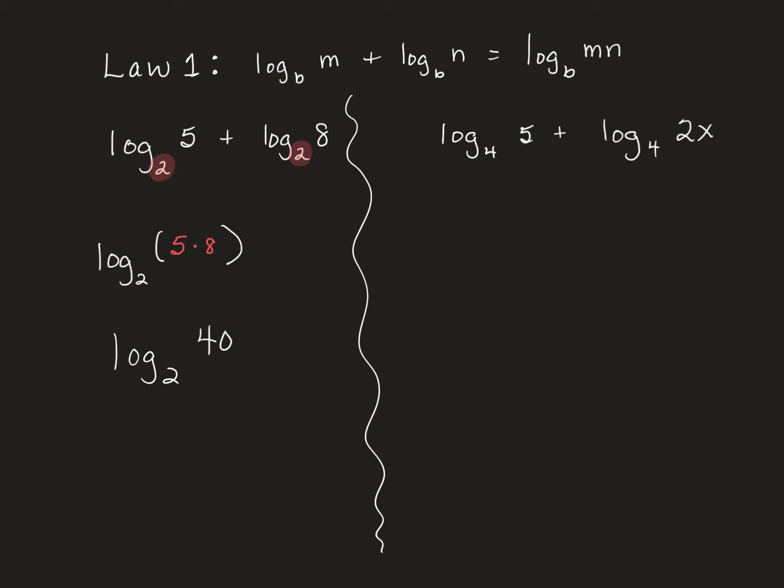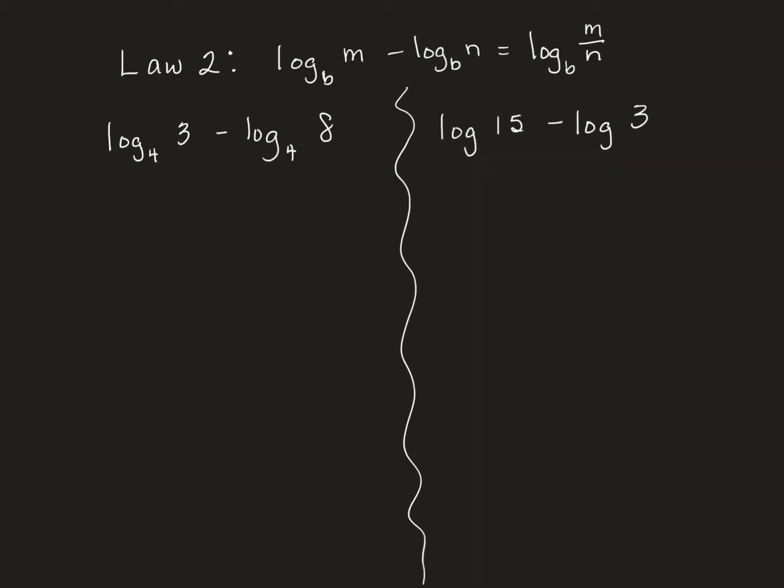If I need you to solve it, we can then use the change of base that we learned before. But for right now, that is fine. I just need you to simplify it down to that part. Try the next one. All right, so again, looking at this, my bases are the same. So I can multiply them together. This is log base 4 of 5 times 2x. So this is log base 4 of 10x. Done. Okay.